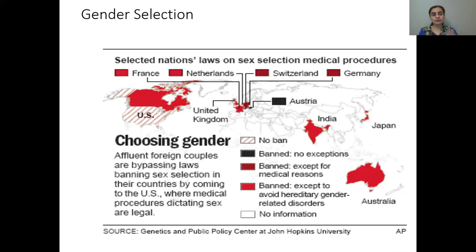So just in terms of a frame of reference, what is the position overseas? As you can see from this map here, many countries have banned sex selection of embryos except for hereditary gender-related disorders. But perhaps parents want to select the sex of their child. Should they be allowed to, for their family to be complete? Whereas other people say, well, as long as it's a healthy baby, it doesn't matter what gender. So there'll be some more interesting discussion, no doubt, in the tutorials around this topic.